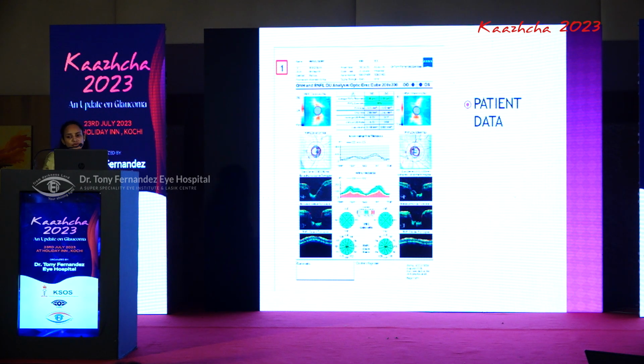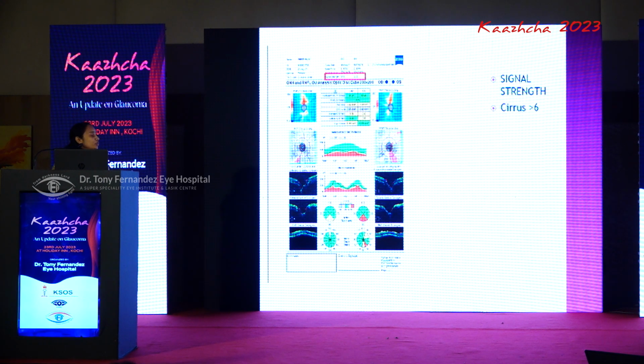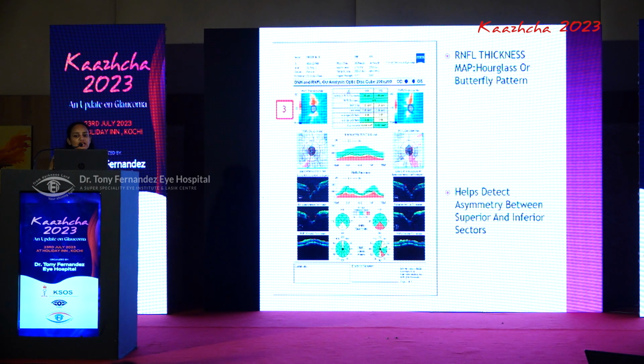Now coming to reading the OCT printout, you have different zones. First is the patient data zone. Demographic features can be obtained here. Enter the date of birth correctly, otherwise, while you use the normative database, errors can occur. For a good scan, you should have a good signal strength. For Cirrus OCT, the signal strength should be more than 6.